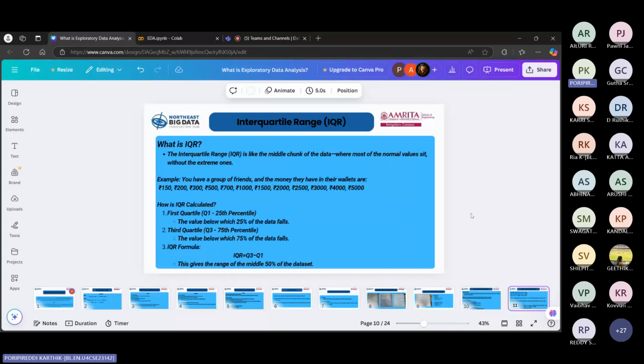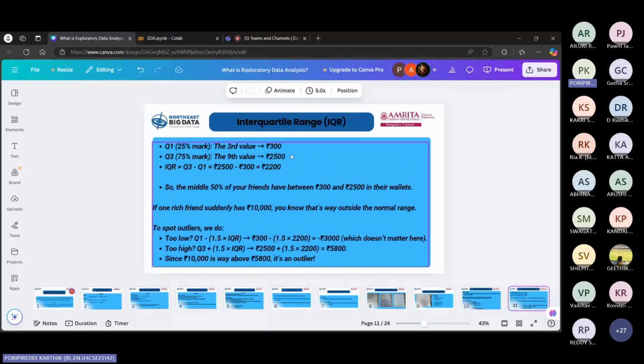For the example, the Q1 is 300 and the Q3 is 2500. So the middle 50% of our friends have between 300 to 2500 in their wallets. But one rich guy suddenly has 10,000 in his bank account. Now we need to check if this guy is an outlier or not.